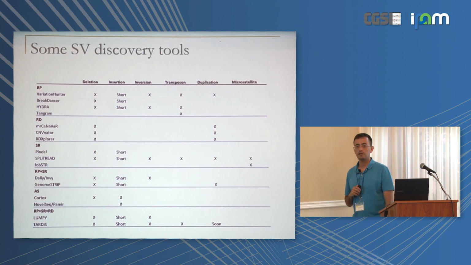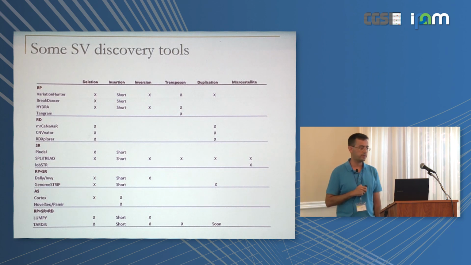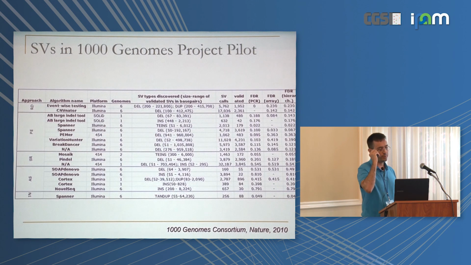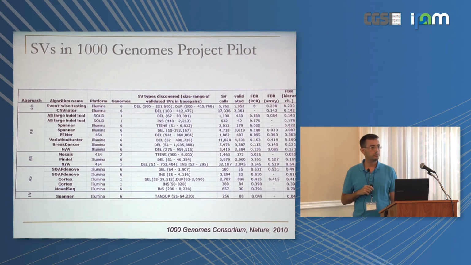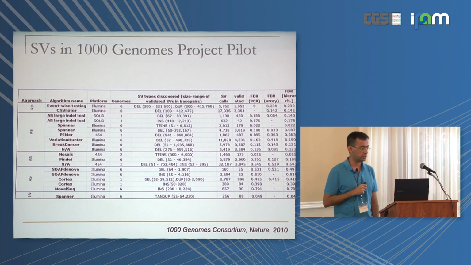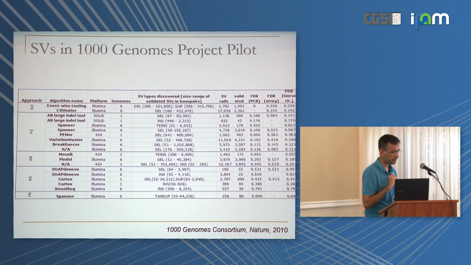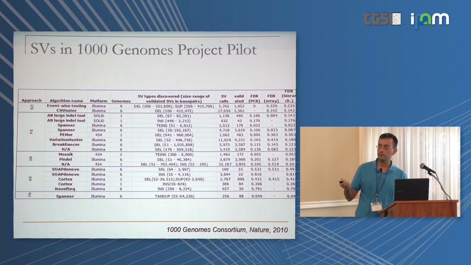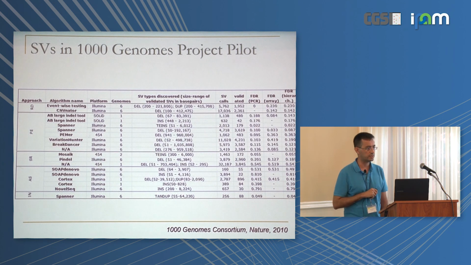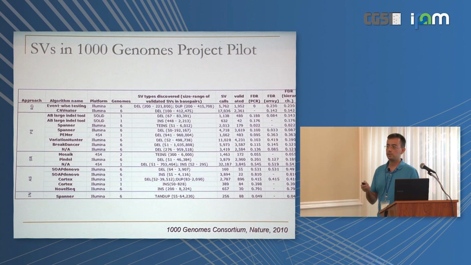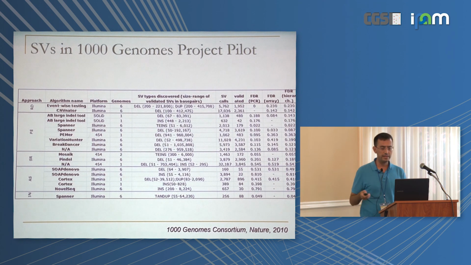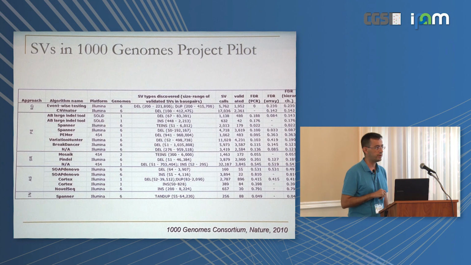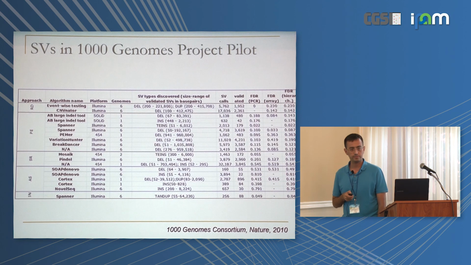So again, most of those tools were developed within the 1,000 Genomes project, and in the first pilot phase, 19 different algorithms were used to assess structural variation in the 1,000 Genomes pilot. And again, they all use different sequence signatures. They use different platforms. So back in that time, there was the SOLiD platform. There was the 454 platform. Now, as you know, Illumina is the dominant one. And they could detect different types of variants in different sizes with different false discovery rates and different false negative rates. Right?